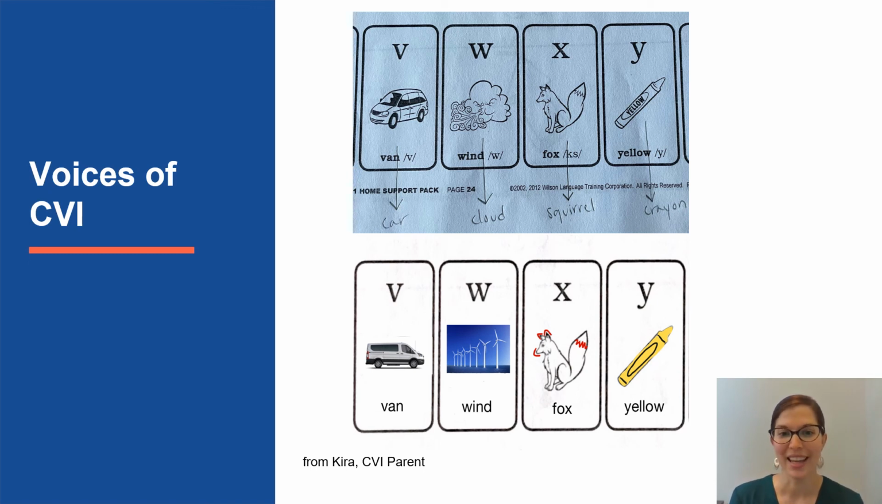So instead, here's an example of how the parent then adapted that to make it more visually accessible. So a van, making a clear photograph of a van, wind using windmills instead of that cloud. For fox, the parent highlighted the visual attributes so the student can more easily see a difference between the fox and the squirrel. And then for the yellow crayon, it was really colored in yellow, the crayon, versus just relying on the word yellow to help them understand what that image was.